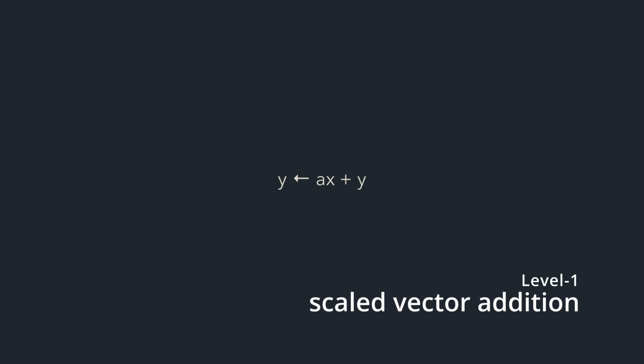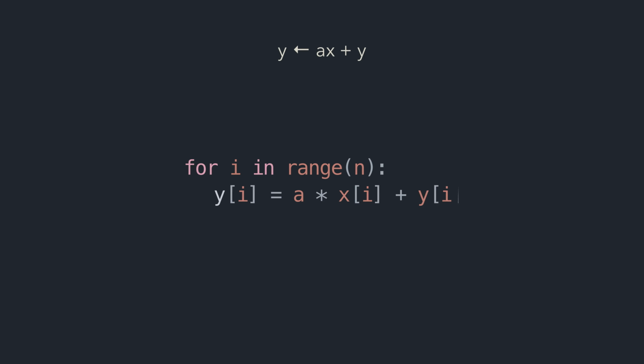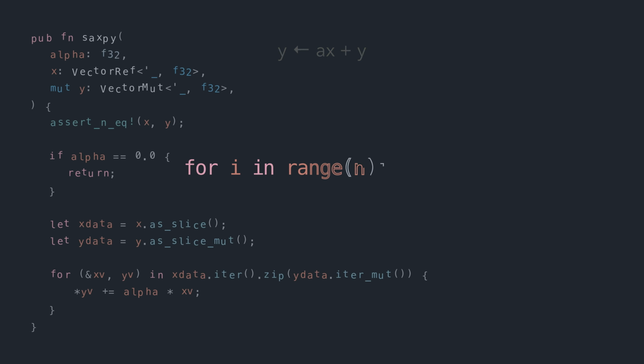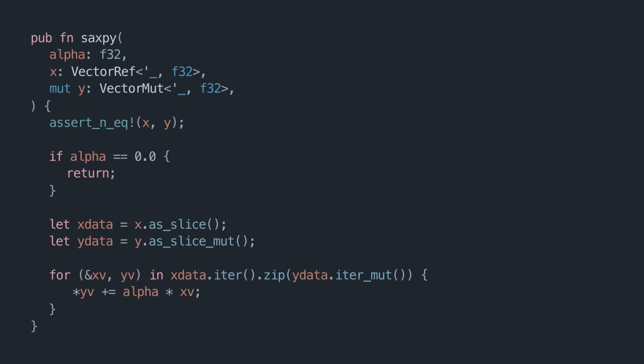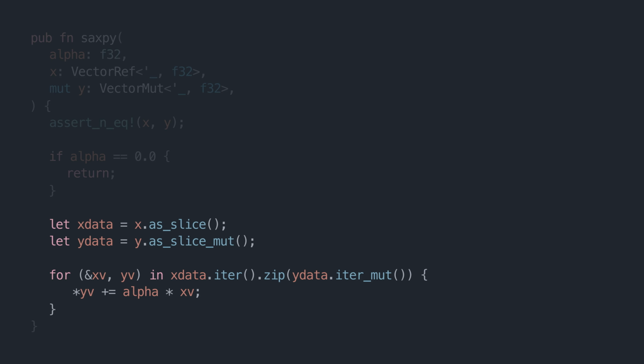This routine also takes two vectors, x and y. It scales x by a, adds that to y, then puts the result into y itself. x is an immutable vector ref. y is now a mutable vector mut. The loop is basically this. We have alpha, or the scalar multiplier a, an f32, and x and y. We do a quick return if alpha is 0. Then, it's literally just a scalar loop over x and y.